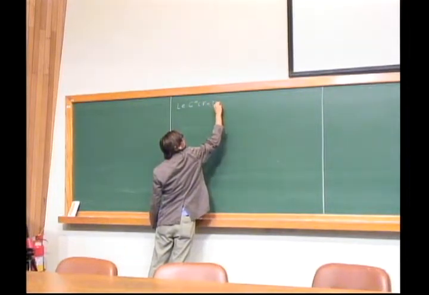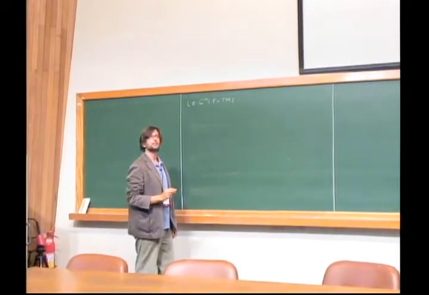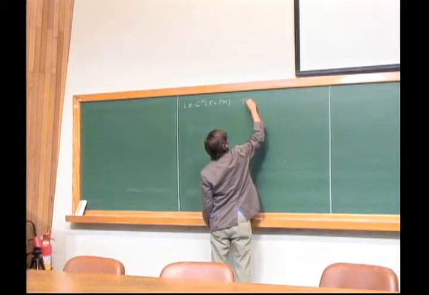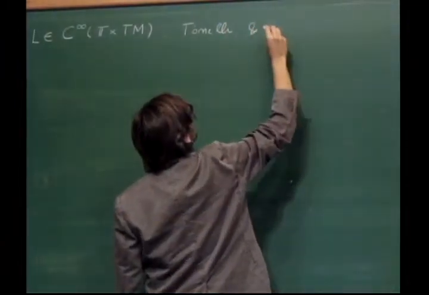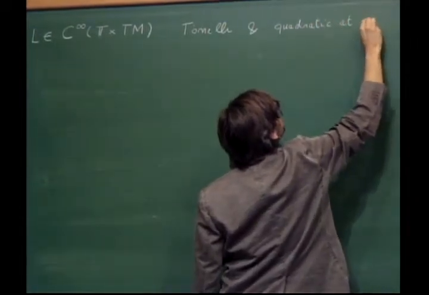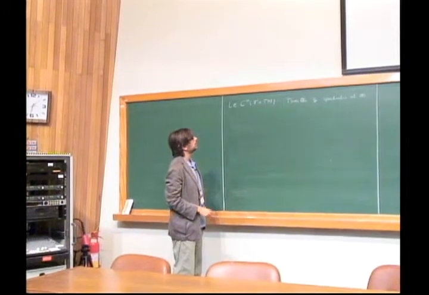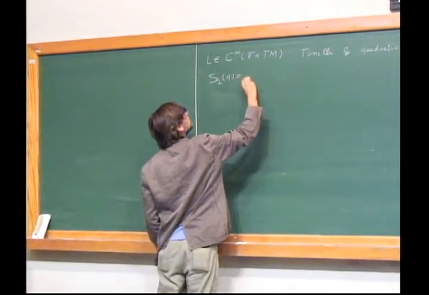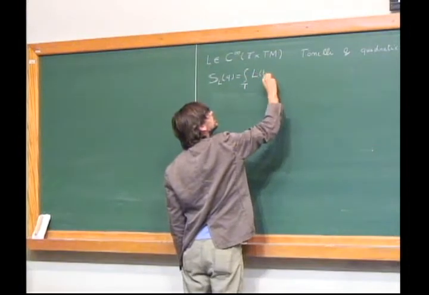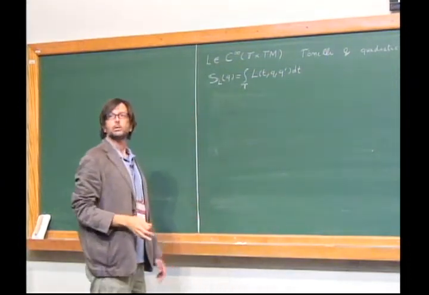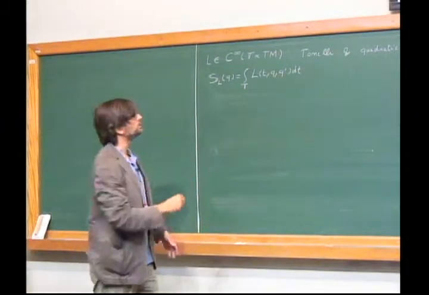defined on the tangent bundle of our closed manifold, and say that this is quadratic, so it's Tonelli and quadratic at infinity. So what we said is that in this case, the Lagrangian action functional, denoted by S_L(q) equal integral of L(t, q, q'), is a nice functional on the space of H1 loops.